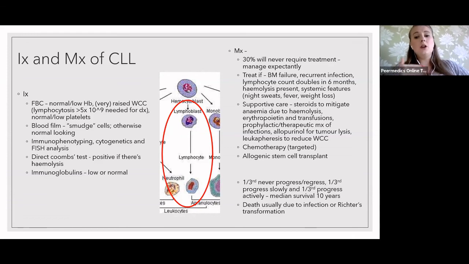So about a third will just stay the same or get a bit better. A third will progress really slowly, and a third will progress quite actively. And they usually die either from an infection or because they transform over to the B-cell lymphoma, or from something else altogether. So cool, that is it for the first presentation.